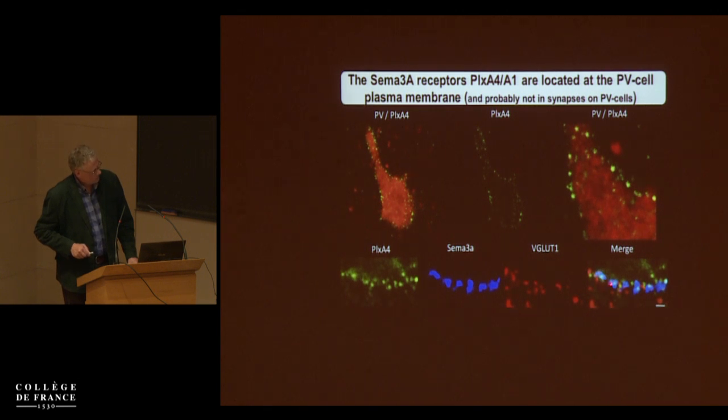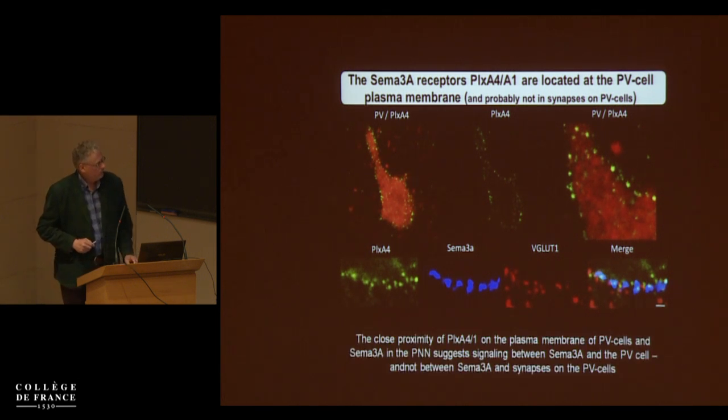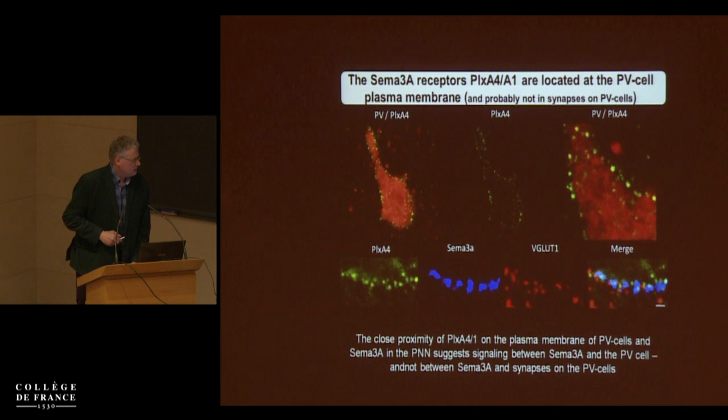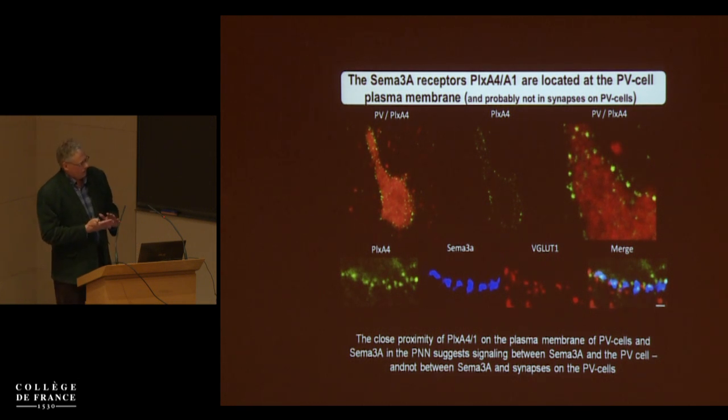The synapses are not plexin A4 positive, but the puncta on the plasma membrane of the PV neuron, the plexin puncta, are clearly distinct from the synapses. Sometimes they touch the semaphorin 3A positive net. So the close proximity of the receptor on the plasma membrane of PV cells and SEMA3A in the perineuronal net suggests that there is signaling between SEMA3A in the net and the PV cell membrane, and that there is probably no signaling, at least based on the staining for plexin A4, between SEMA3A in the net and the synapses.